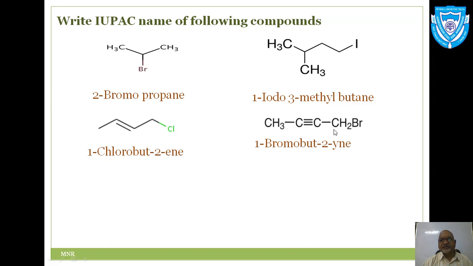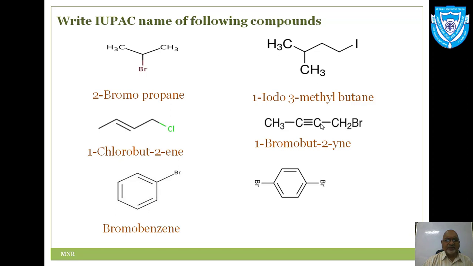The next structure, if you see, there are in all 4 carbon atoms, and that's why the base name is butane. But there is a triple bond, and that's why the base name changes from butane, ene becomes yne. There is a halogen on the first carbon atom, that is CH2Br, and that's why it is 1-bromo but-2-yne. So 1-bromobut-2-yne.